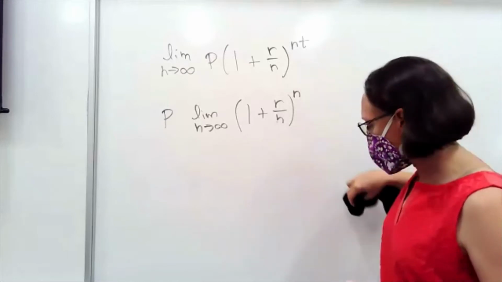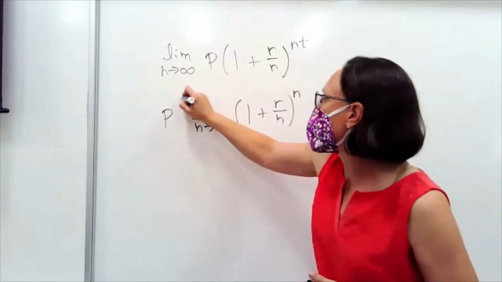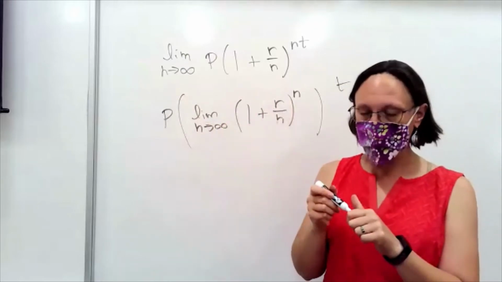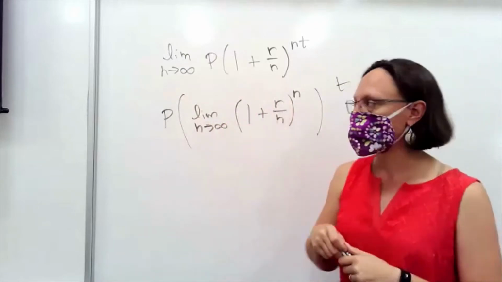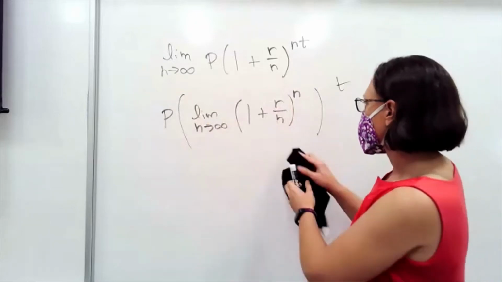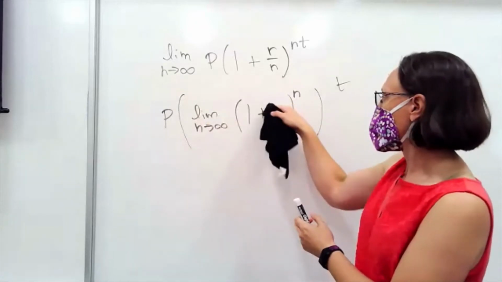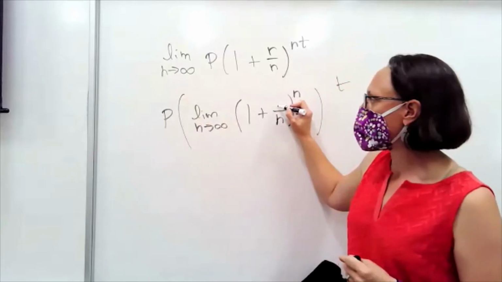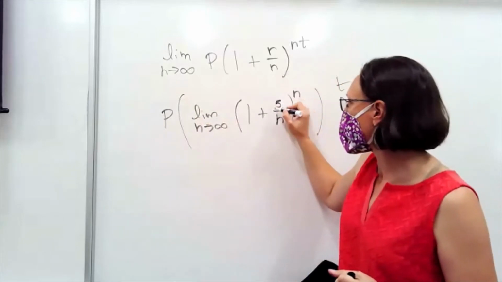But let's actually pick some numbers here and see what happens. I'm going to ditch the t for a second because it's just the whole thing raised to the t. I just want to focus on this part. And for simplicity, let's pick a value for r. Somebody pick a number.